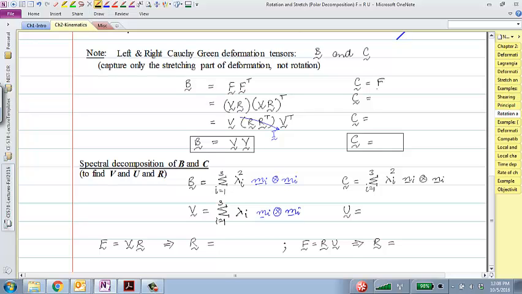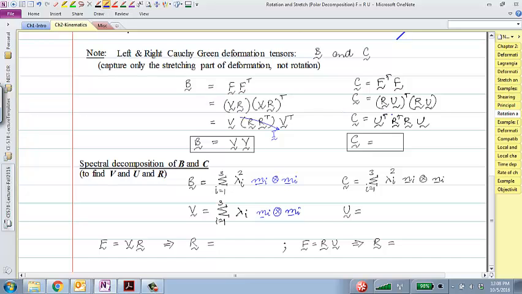C is equal to F transpose F. F is equal to RU, so F transpose is RU transpose, and taking the transpose of that, I get U transpose, R transpose, R and U.